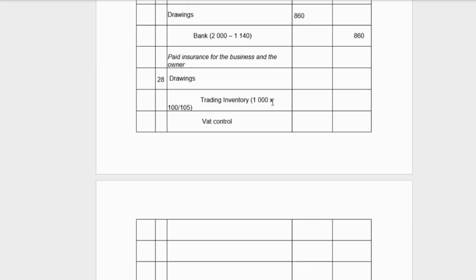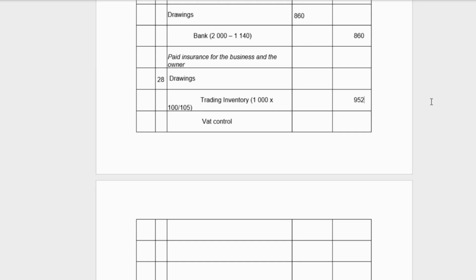So we're going to say 100 divided by 105. So 1000 multiplied by 100 divided by 105. Let's see how much we are getting right there. So it's going to be 1000 multiplied by 100 divided by 105. So I'm getting 952. That's what I'm getting for trading inventory, right?